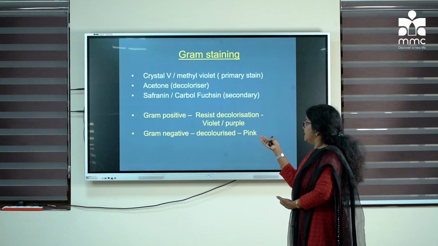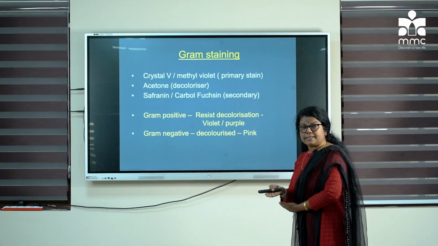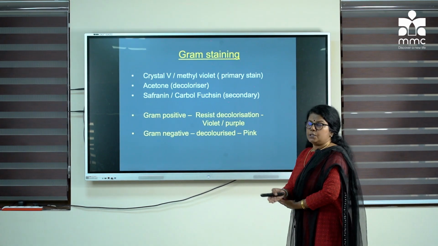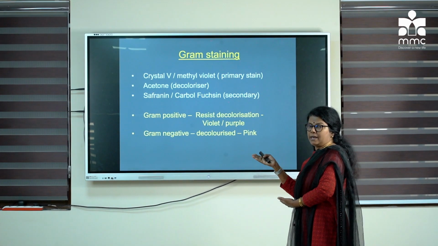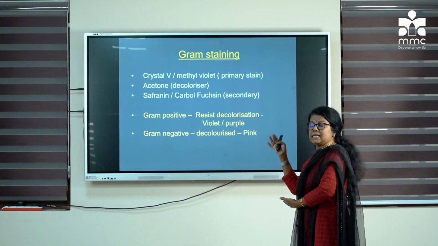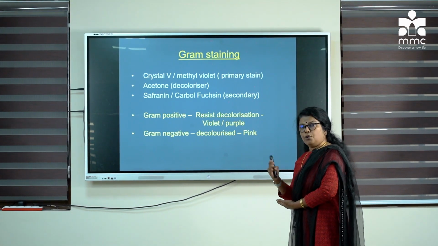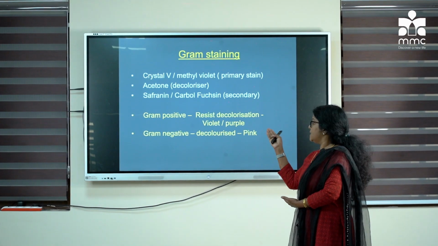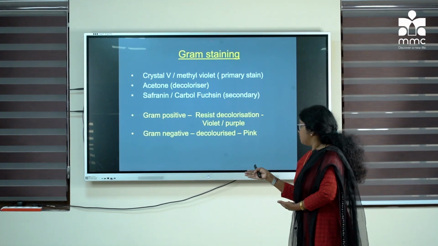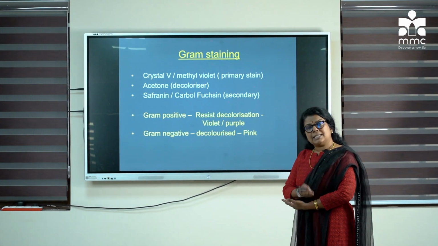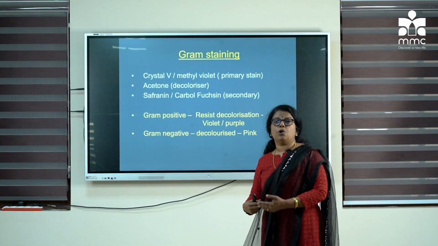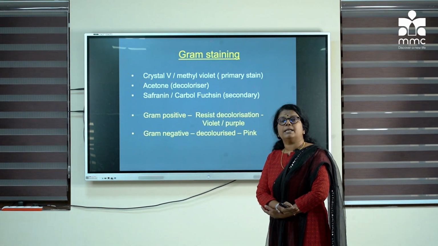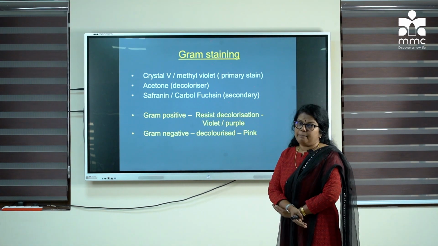There is a primary stain, then a decolorizing step, then you have to go for a secondary staining step also. As primary stains we are using crystal violet or methyl violet. Then acetone is the decolorizer. Following the decolorization, you stain the slide with a secondary stain, which is either safranin or carbol fuchsin. Based on gram staining, you can group bacteria into two major types, namely gram positive and gram negative bacteria.